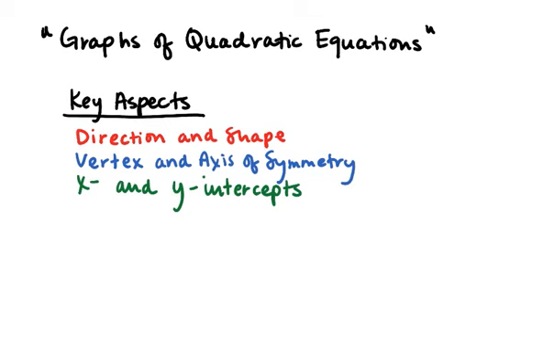Today we're talking about the graphs of quadratic equations. And you might know from a previous algebra class that the graphs of quadratic equations are parabolas. And the key aspects that we need to understand about them are going to be the direction and the shape of the parabolas, the vertex and the axis of symmetry, and the x and y intercepts. I'll also show you how to give an accurate graph of a parabola and also how to give a quick sketch of one, because both of those things will be skills we need going forward.